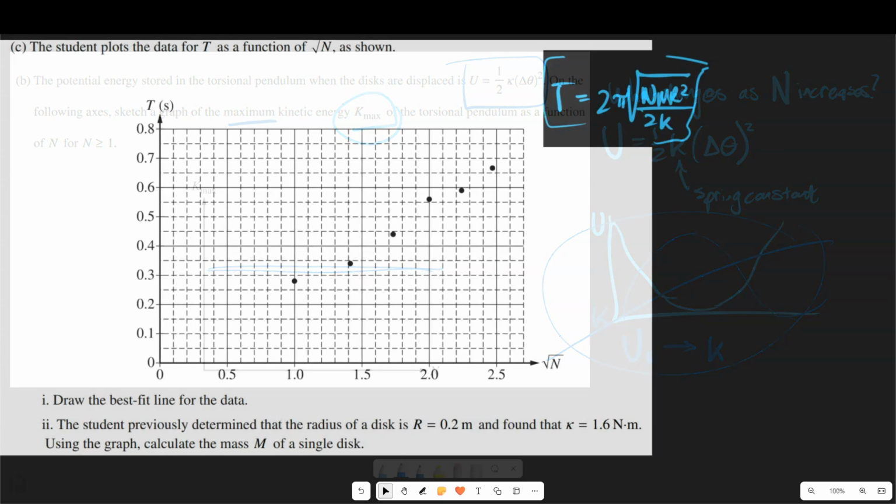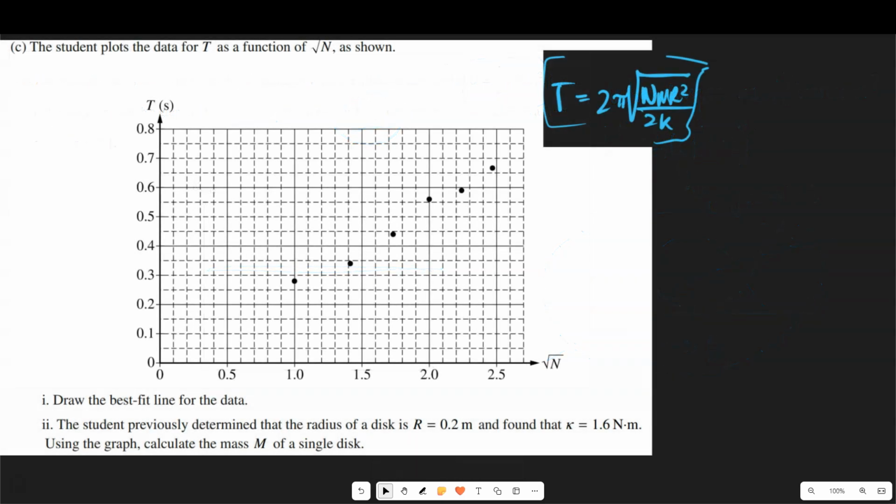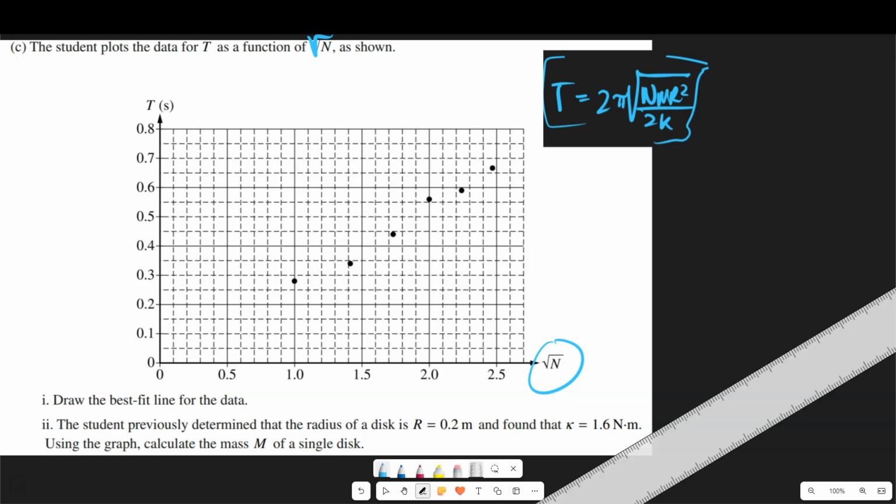Okay, and so let's take a look at C. It says the student plots the data for the period as a function of root n, as shown. I'll put that in case you can't see it. So we have root n over here. It says draw the best fit line for the data. This is typical in these types of problems. If you have a data set, oftentimes you're going to draw a best fit line and calculate the slope. It's just something to think about.